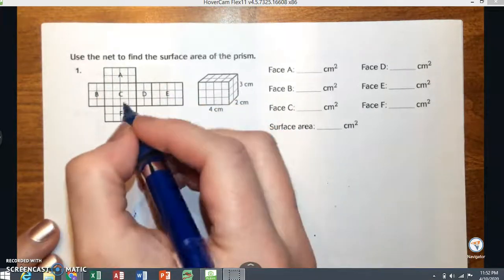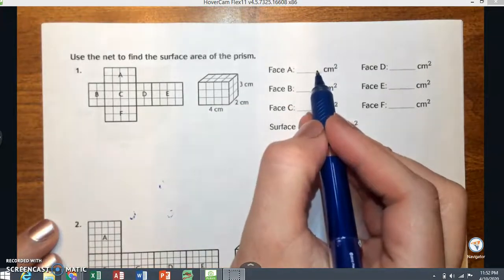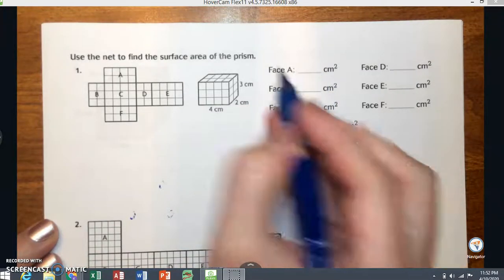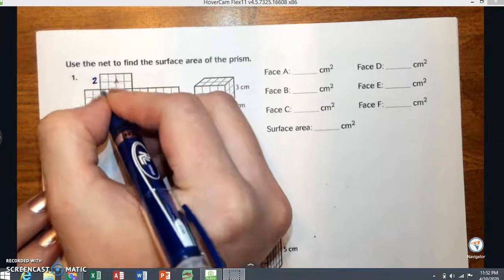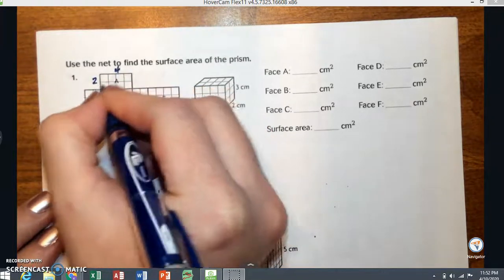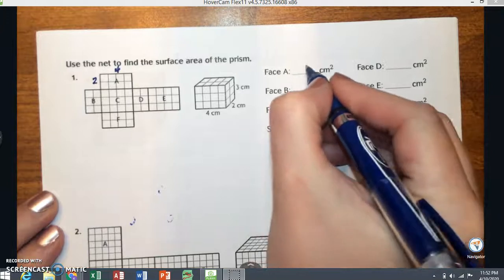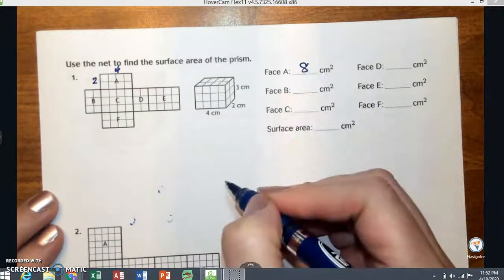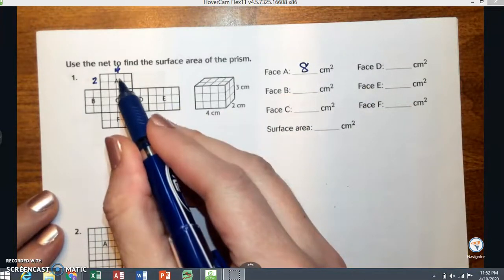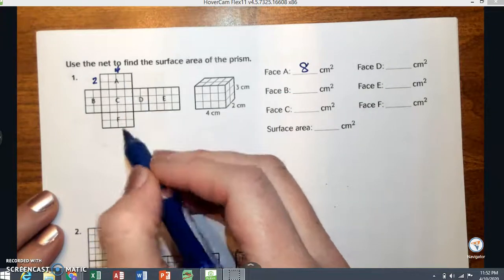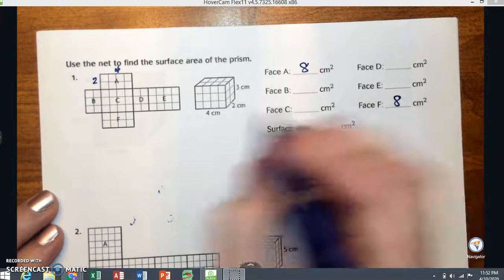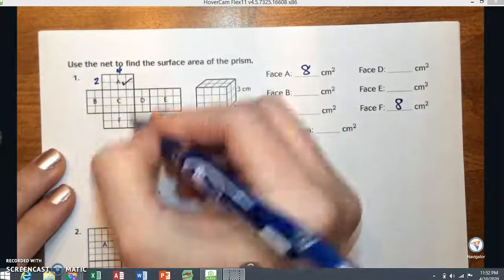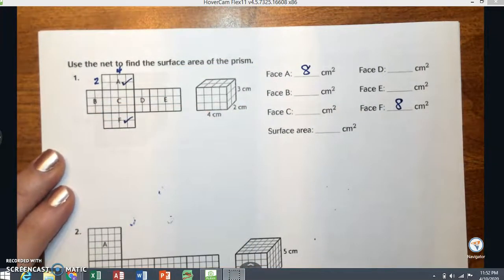So if I'm trying to find the area of face A right here, notice I have 2 and then I have 4. So 2 times 4 would be 8 centimeters squared. Alright, and A and F are exactly the same. So I'm going to go ahead and put 8 for F also. So I've done A and I've done F. And it helps sometimes to check them off so you don't forget what you've done.